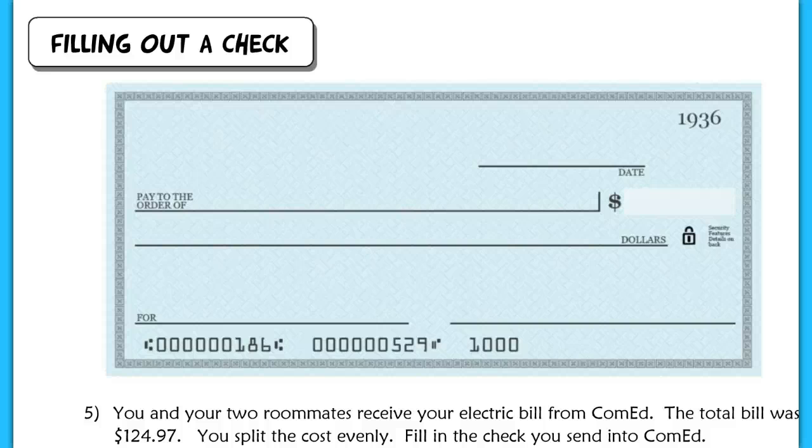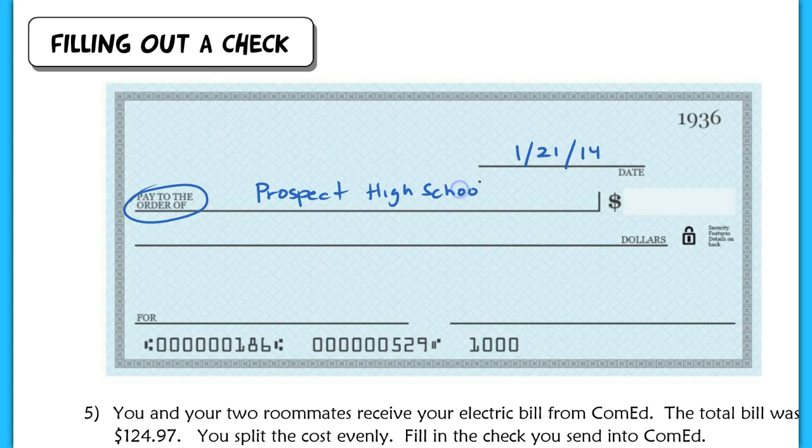Okay, now up at the top here, you've got the date. So there's a couple different ways, obviously, to write the date. Today, for me, it's the 21st, so that's how I'm going to fill in my date. Now this part that says pay to the order of, this is who you're paying. So it might be any company, but let's say you're paying Prospect High School. Here you would write pay to the order of Prospect High School. And here's going to be your amount written in standard notation.